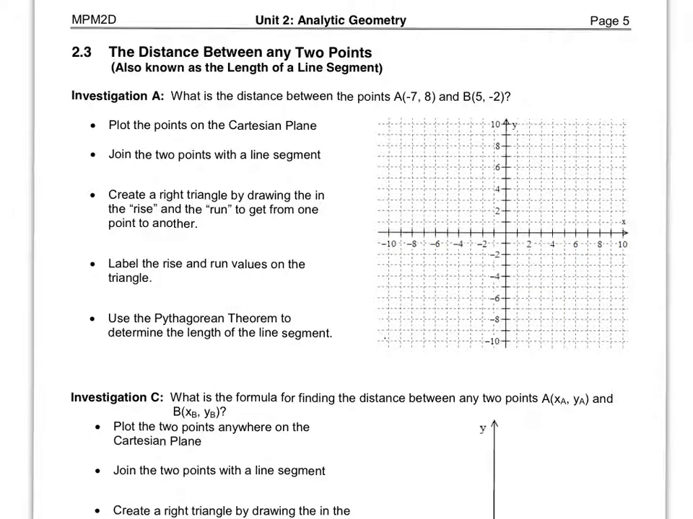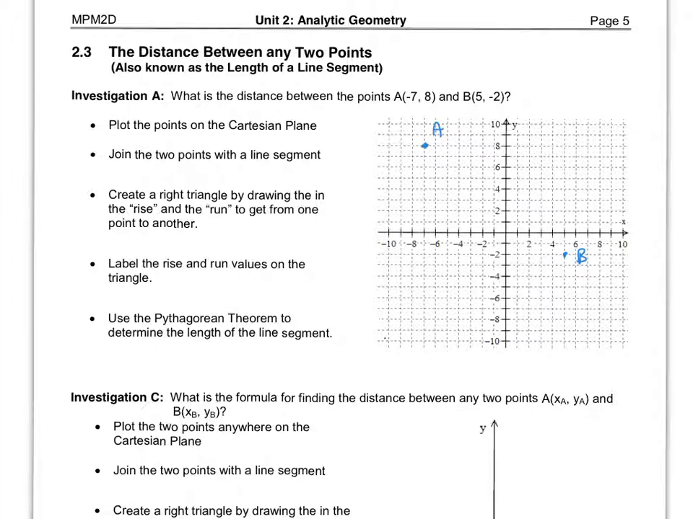Okay, now we're looking at the distance between any 2 points. In our first lesson in this section, we were looking at the distance between the origin and a point, but this is between any 2 points on the Cartesian plane. So we're going to look at point A, which is at negative 7 comma 8. So negative 7 comma 8 should be right about here. And the point at 5, negative 2. So 5 is here and negative 2 is here, so that should be this point. So here's point B and here is point A.